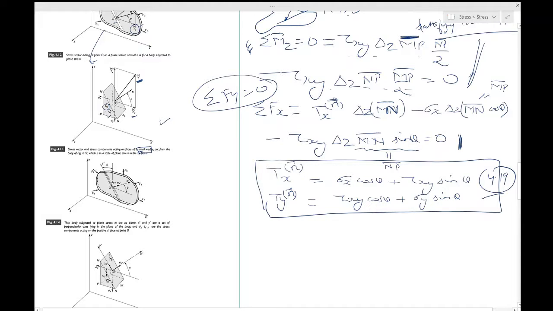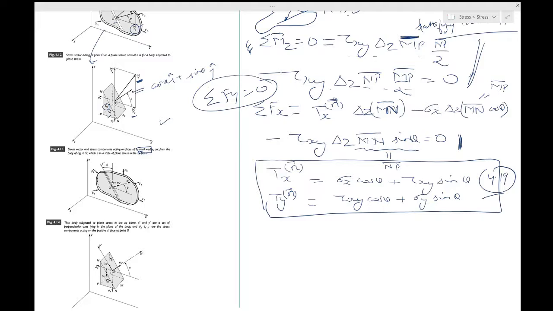So this 4.19 is what this equation is, and what it does is it gives us the components of the stress vector acting on an element of area whose unit normal is n. So if you have to write this vector n, what would that be? Is it okay to write it as cos theta i cap plus sine theta j cap? Okay, because it's a unit vector, so the x component of this n vector is essentially cos theta, and y component is sine theta.